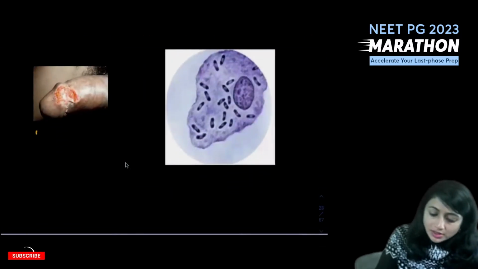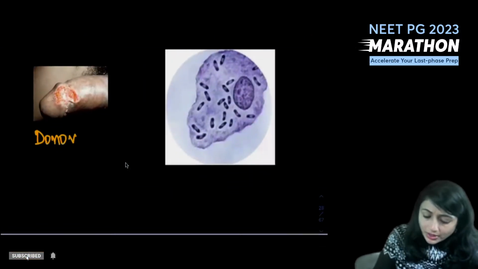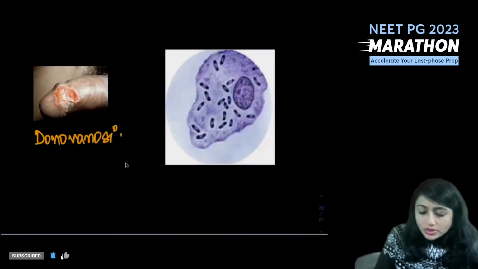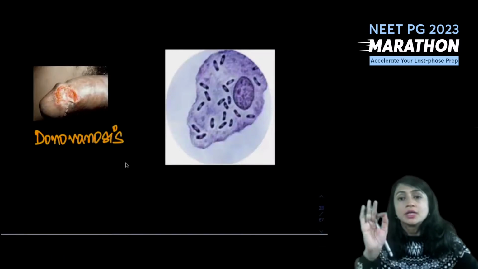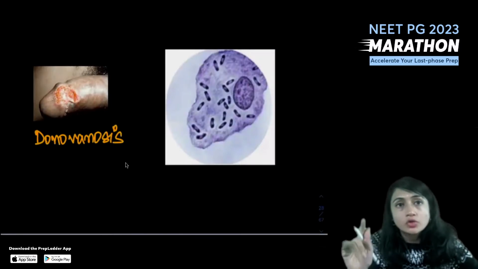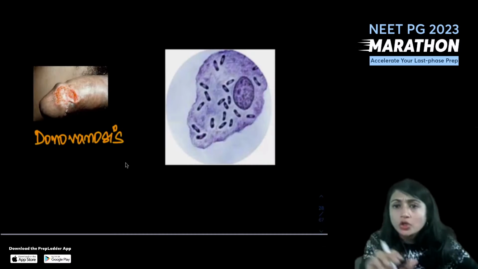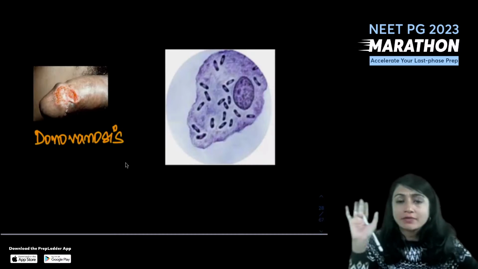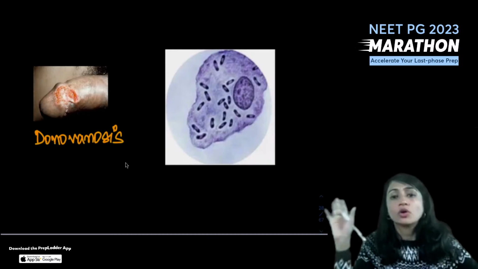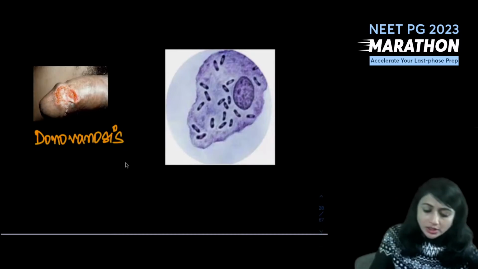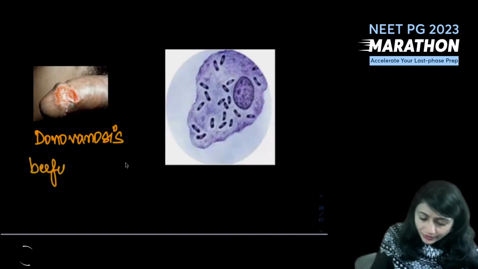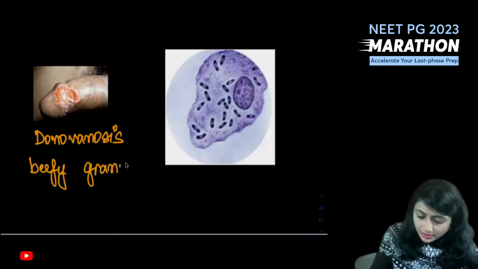Okay, so multinucleate giant cells with acantholytic cells with multiple coalescing vesicles and erosions. What is this? This is donovanosis. How do I identify this? Donovanosis has a long incubation period. Syphilis has a long incubation period, 10 to 90 days. HSV and chancroid have a short incubation period, 5 days, 7 days. Donovanosis, long incubation period. What do you see? You see a beefy granulomatous ulcer.